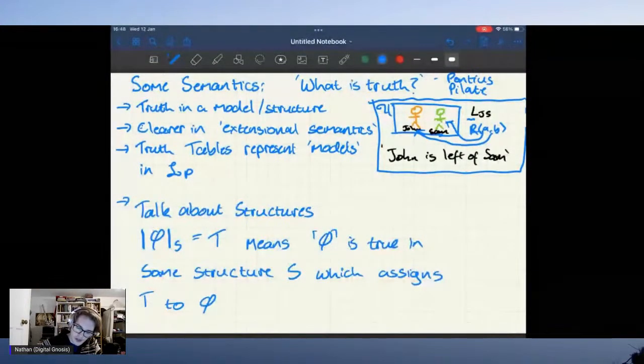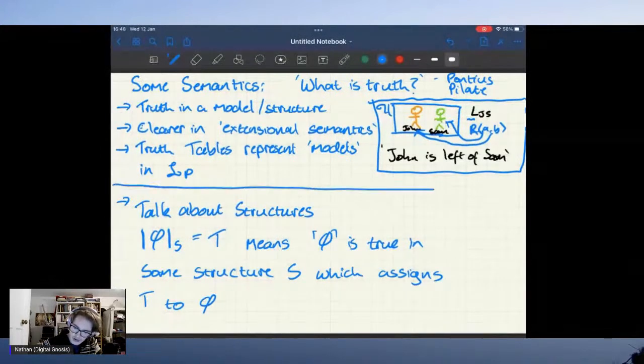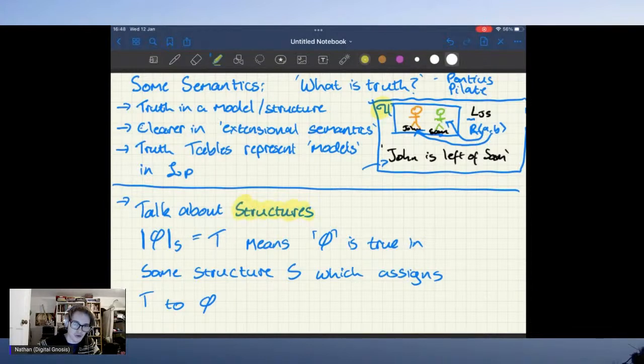But when we stick to propositional logic, where things are going to be a little bit different from this, we're talking about truth in a structure. Our universe of discourse over here is a structure, but it's slightly different to a propositional structure. So the notation for talking about truth in a structure is going to be this sort of thing.